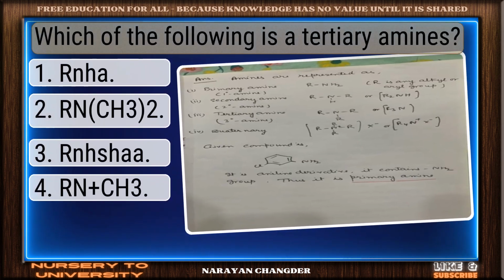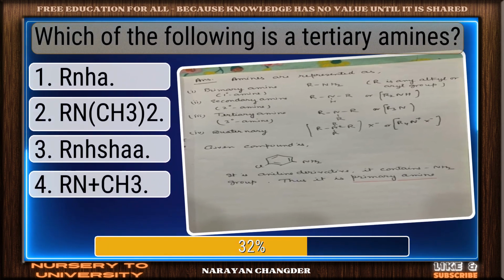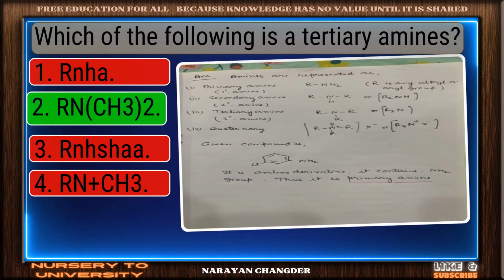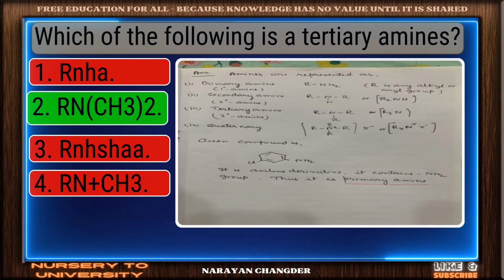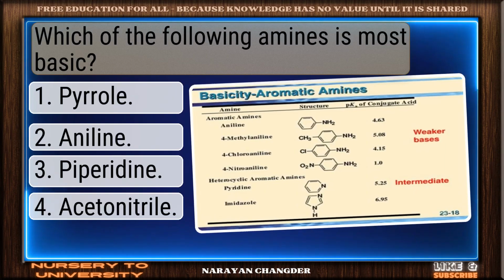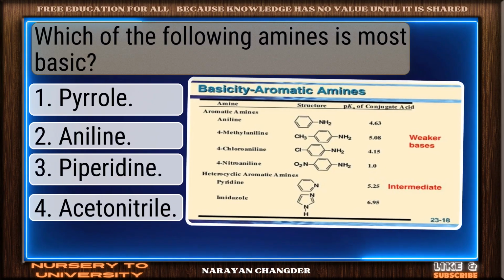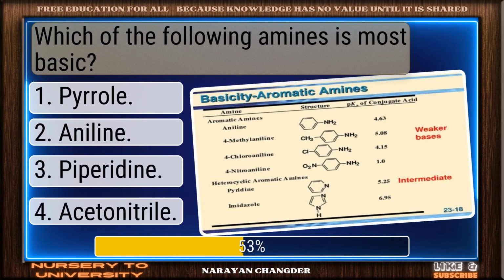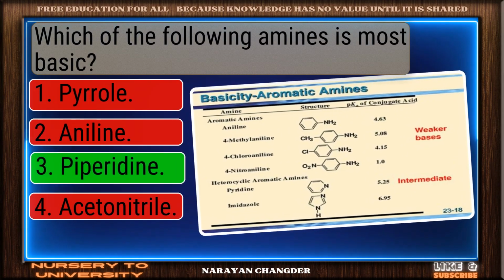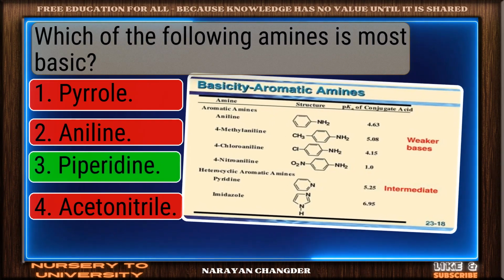Which of the following is a tertiary amine? Sharp thinking. AN3 is the right choice. Which of the following amines is most basic? Correct. Piperidine is the right answer.